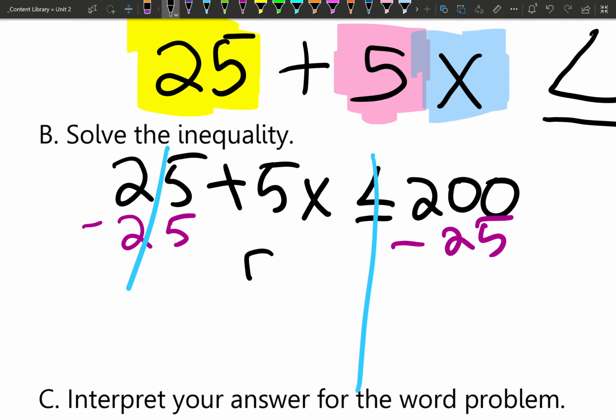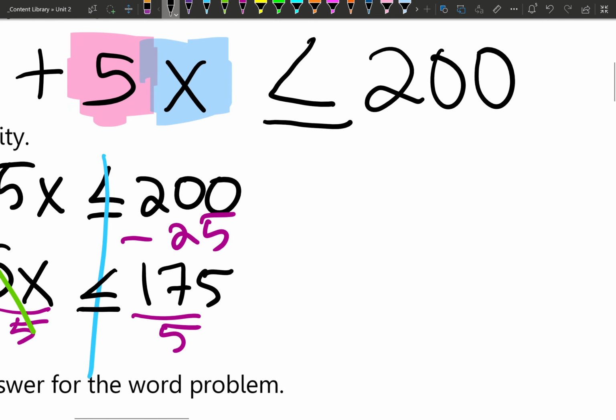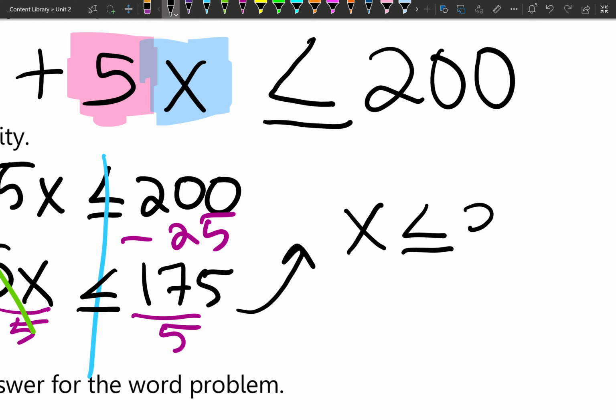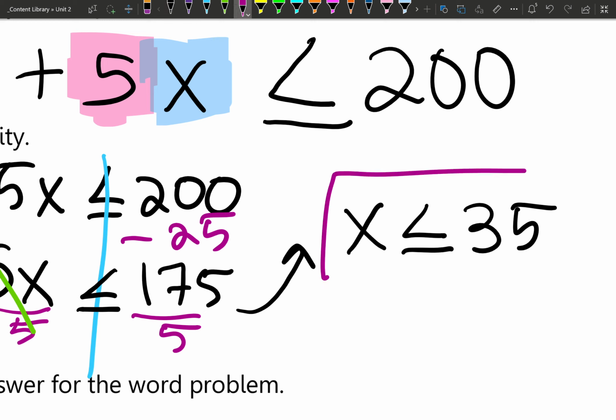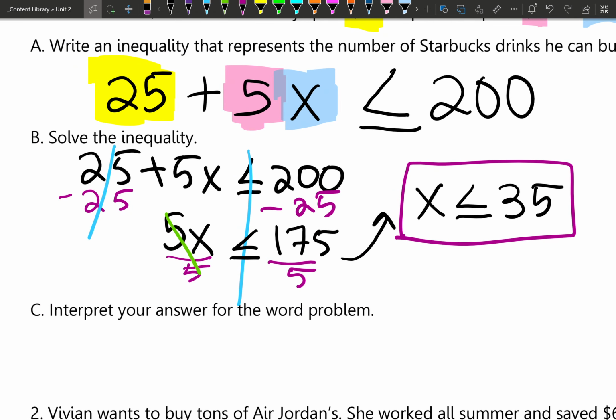On the left, I have 5x left over, still less than or equal to 200 minus 25, which is 175. Next, to finish solving, just like in a regular equation, I'm going to divide both sides by 5. I ran out of room, so let's write it up here. Okay, on the left, it's just x left over, less than or equal to 175 divided by 5, which gives me 35. So that's the math of it, but what does it mean in the context of our word problem?